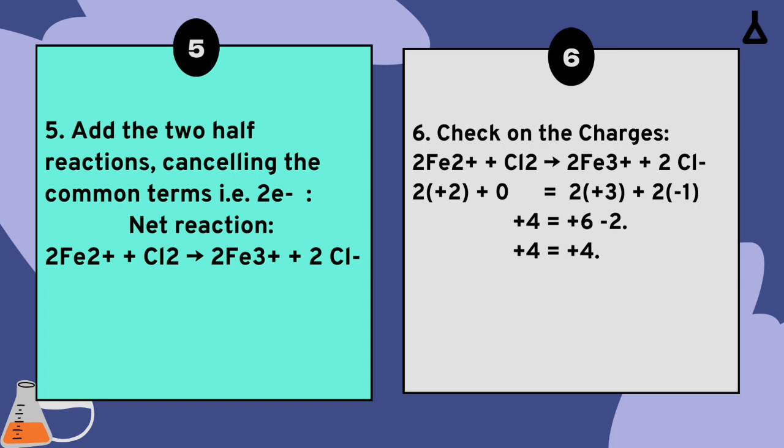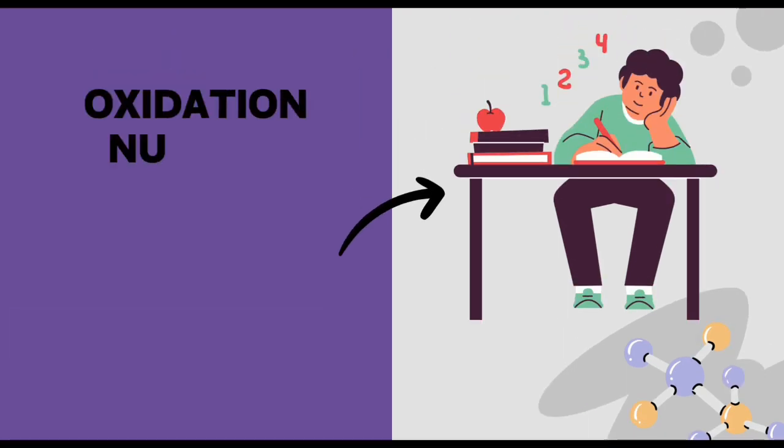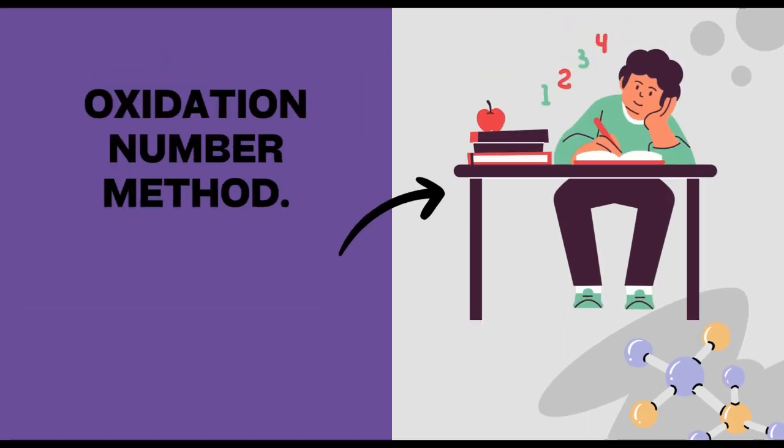This is our step 5. So we get a net reaction. We add up both the oxidation and reduction halves together, bearing the reactant side and the product side. So we check on the charges. Are the charges now balanced? This is our step number 6. We have to note that both the number of electrons and charges at the reactant side are the same as that of the product. Now to the oxidation number method.